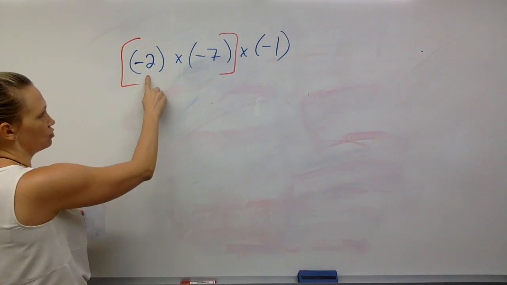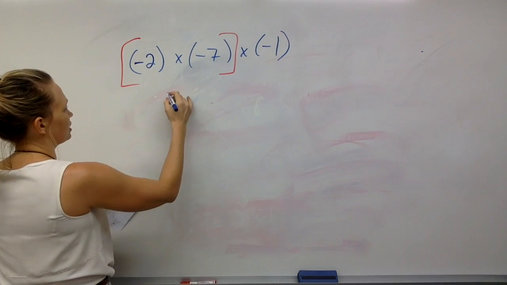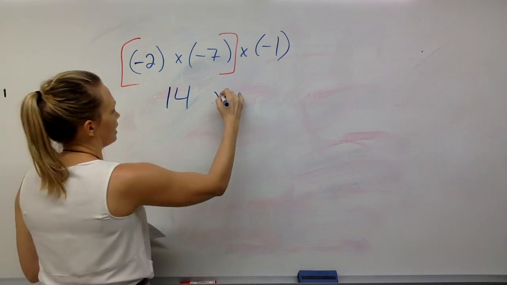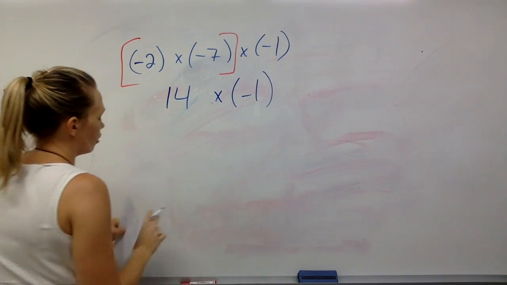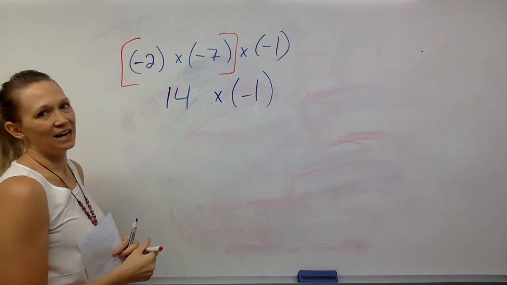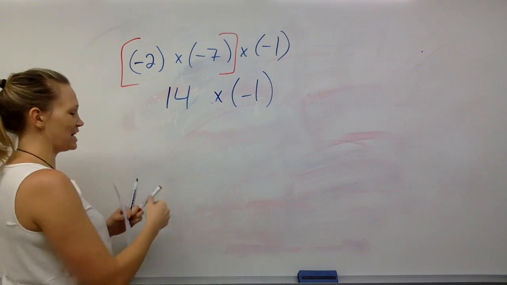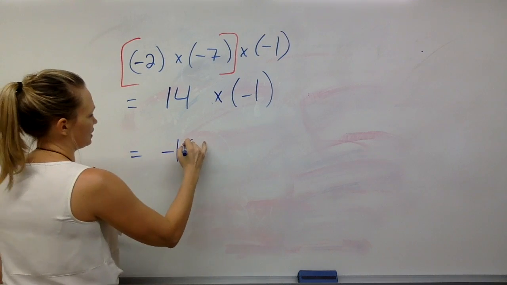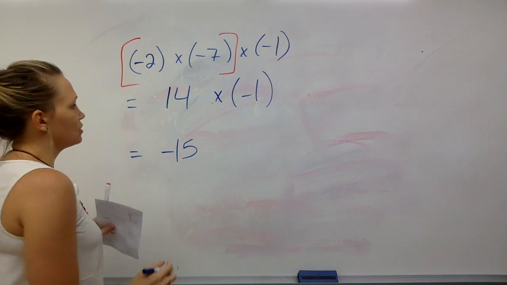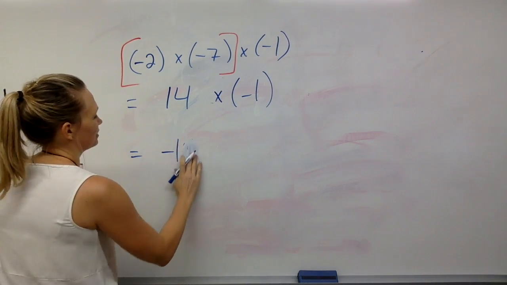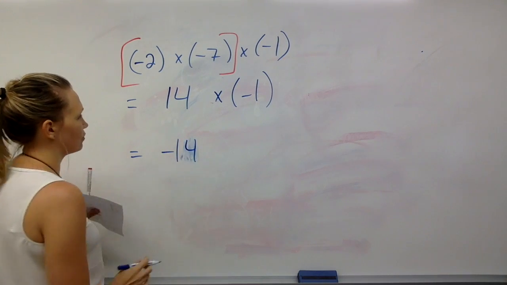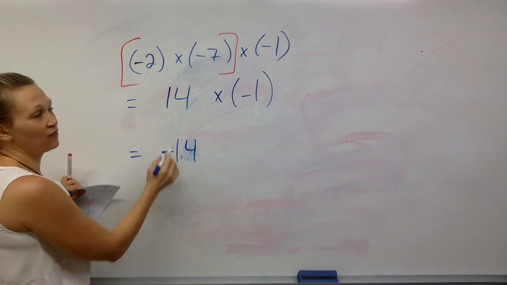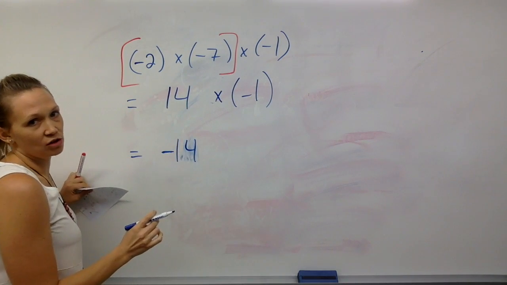A -2 times a -7 is going to be a positive 14. And then we'll do the rest. So positive 14 times a -1 will give me a -14. All right, Friday afternoon, my brain's not working. So the final answer ends up being negative, even though all these numbers are also negative.